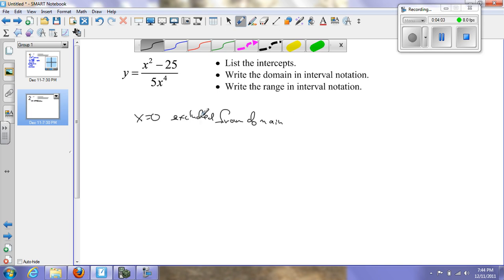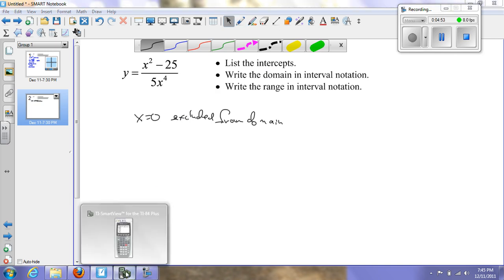And I also know that my parent function here is x squared. And really, if I eliminated this 5x to the fourth, I would say that my x squared minus 25 is pretty much the parabola x squared, lowered beneath the x-axis by 25 units. So I'm thinking that I should have a domain of negative infinity to infinity if it's just an x squared parabola. But this denominator is throwing me a little bit, and I'd really like to be sure, and I know that 0 is excluded.